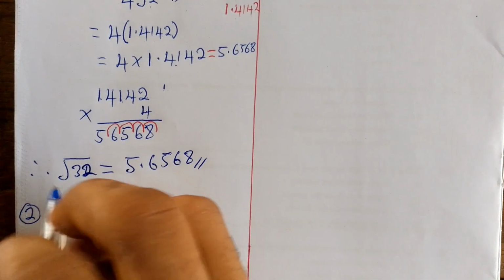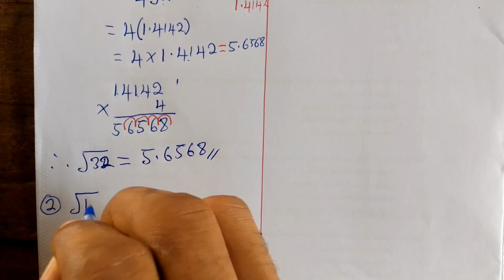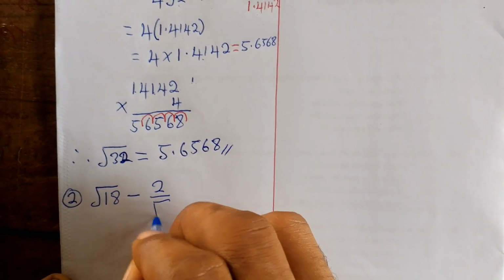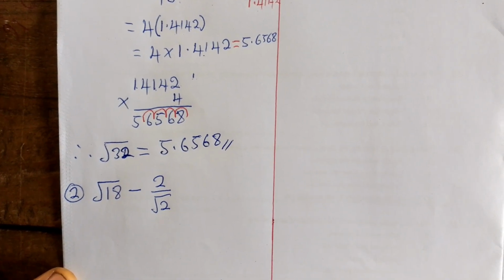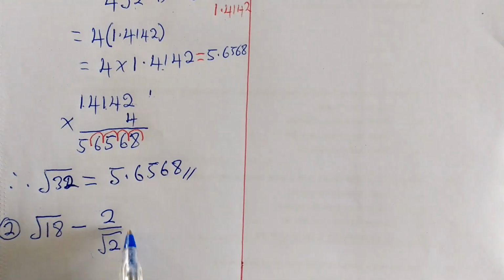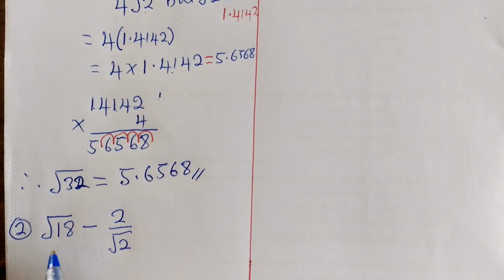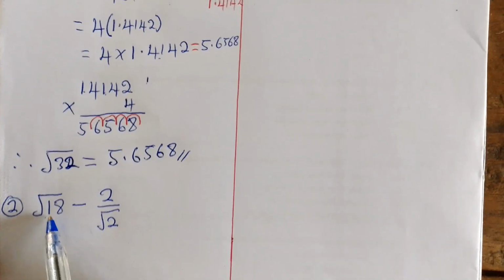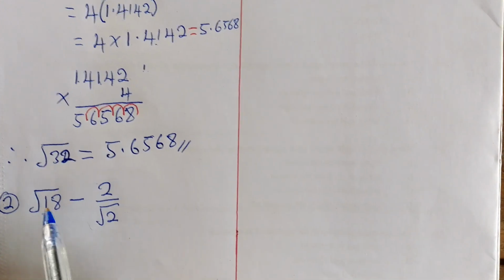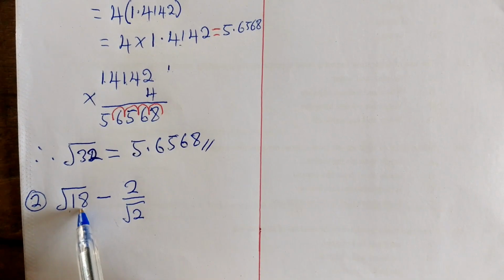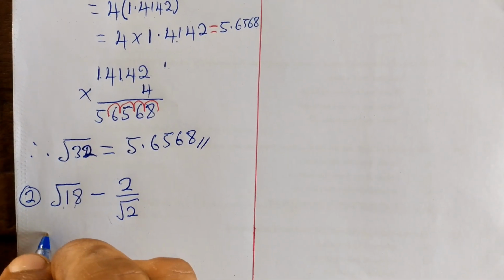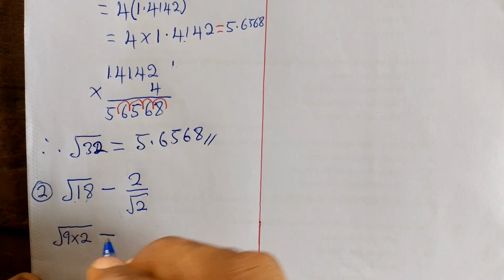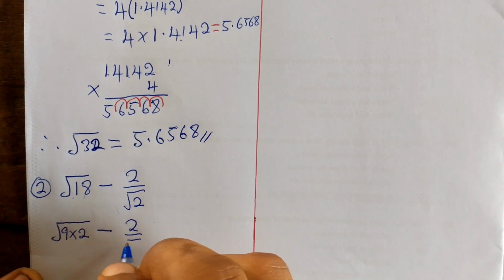Now let's look at number 2. It says simplify the root of 18 minus 2 over the root of 2. So what I have to do is that I need to rationalize this surd here, and then I need to simplify root 18. And if you want to simplify root 18, you have to look for a perfect square number which, when you multiply it by another number, you get 18, and that perfect square number is 9. So the root of 18 can also be written as root of 9 times 2, minus 2 over the root of 2.